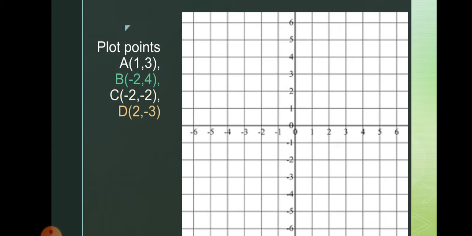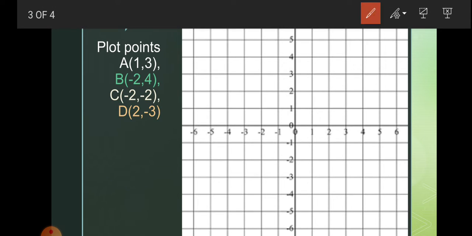Let us plot the points A (1, 3), B (-2, 4), C (-2, -2) and D (2, -3) on a Cartesian plane. First of all, draw two mutually perpendicular lines XOX' and YOY' on a graph paper. Mark the point O.